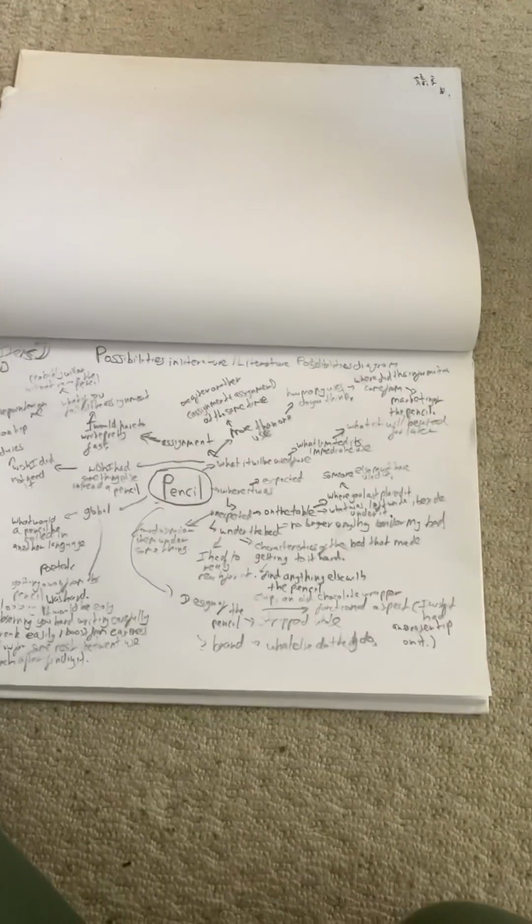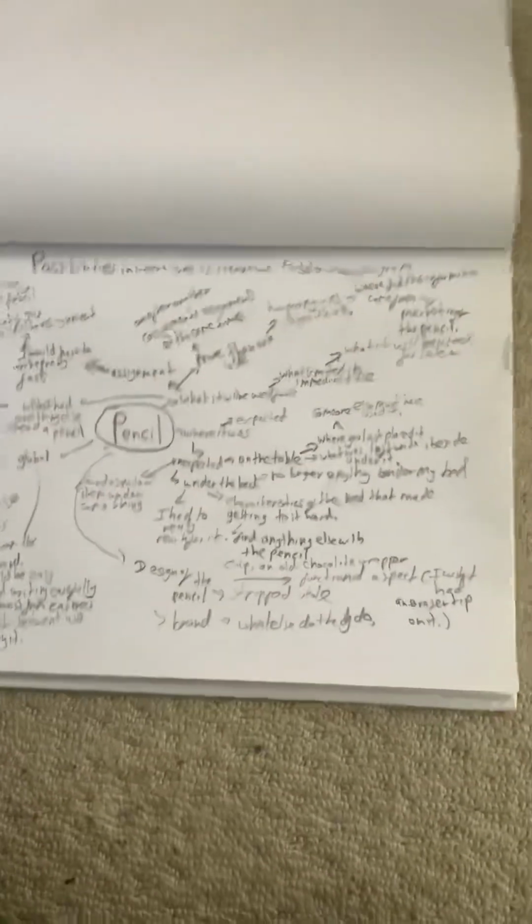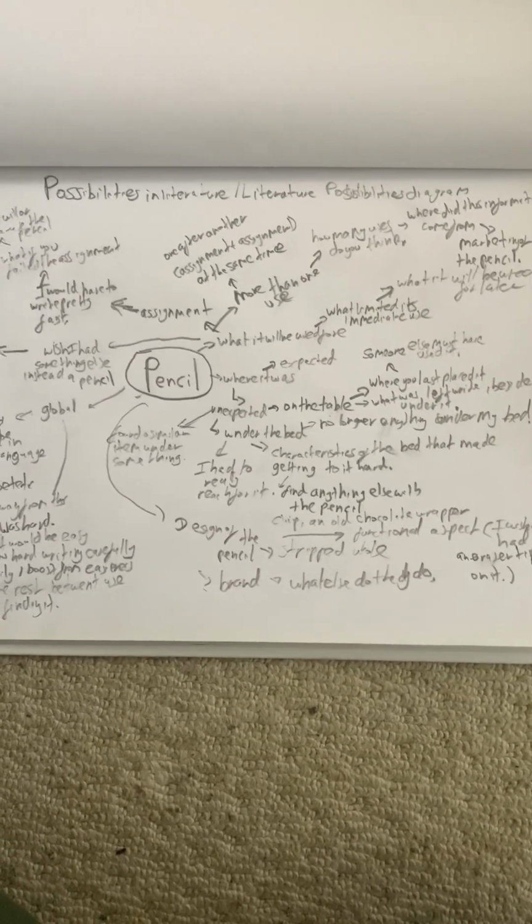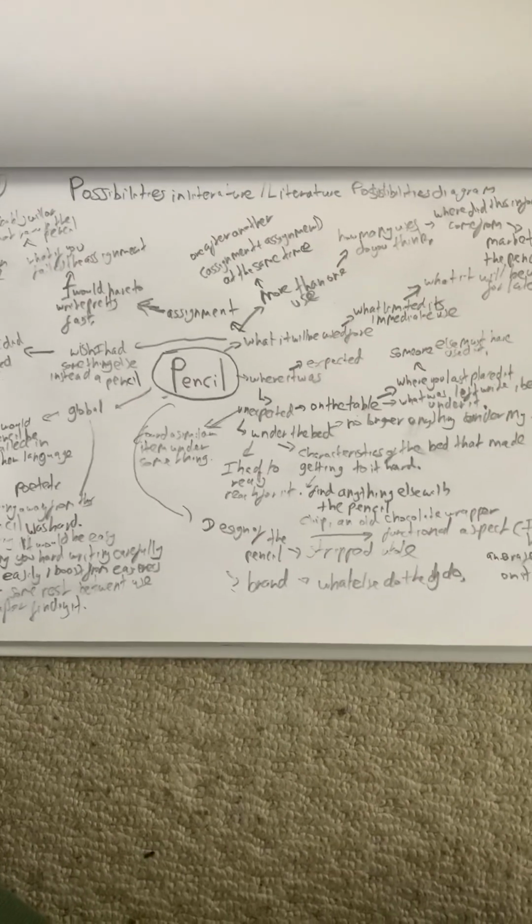Okay, so this is some advice for writers out there. This is what I like to call a literature possibilities diagram, or possibilities in literature diagram. So LPD, or PIL for short.